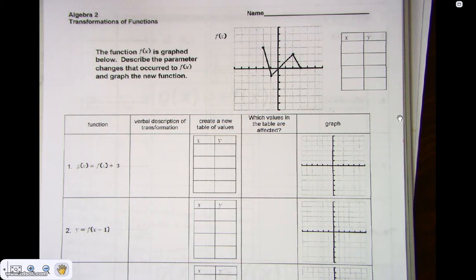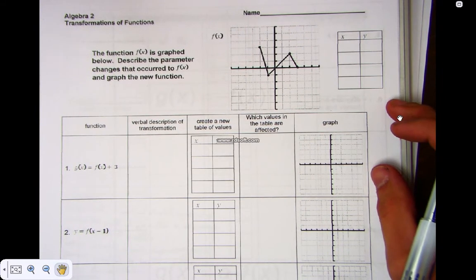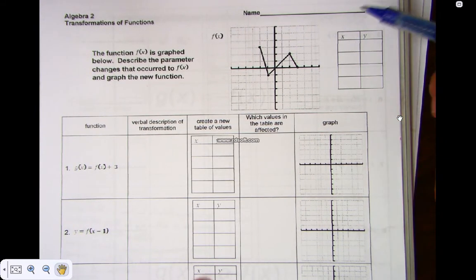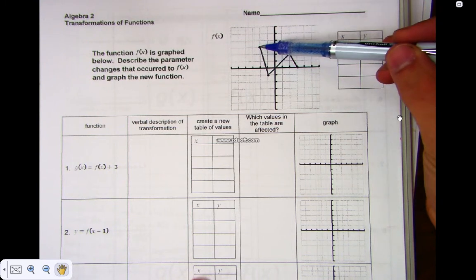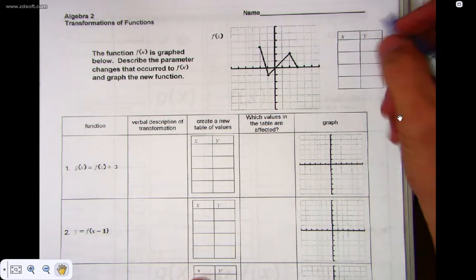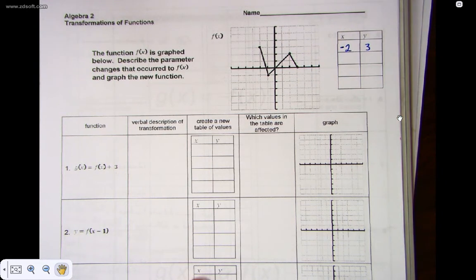Alright guys, this is going to be a very brief video, but hopefully you get the main ideas by the end of it if you're confused on anything. So first of all, before I start transforming any kind of functions, I want to note the major points. For example, here's the highest point on this function, so it's left 2, up 3, so I'm going to go -2, 3, that's that point.